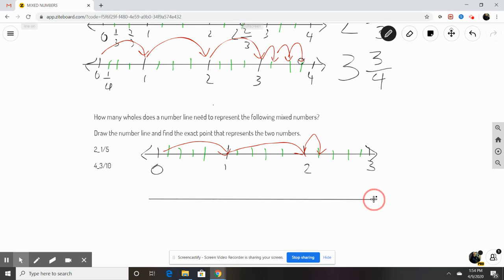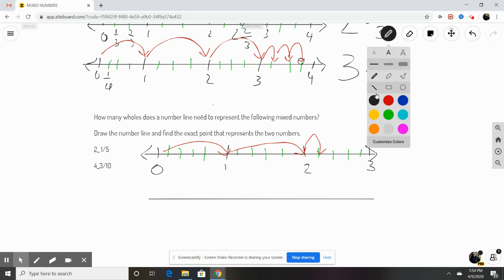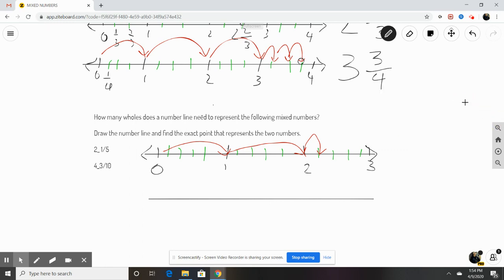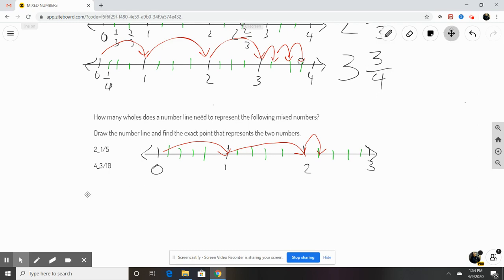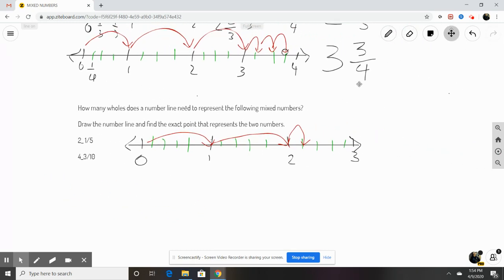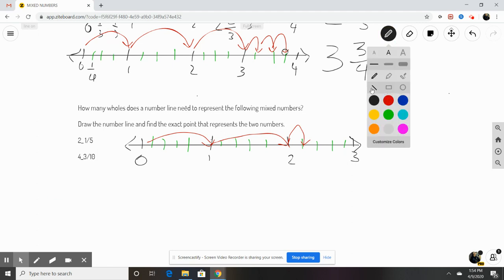Finally, we're going to do 4 and 3/10. This time you need 5 whole numbers in your number line, and each one of those is going to be split in 10 equal parts. Since I need to split that in 10 equal parts, it's going to take a little time, and I'll probably need a longer number line. So I'm going to do it right here. I need my line.